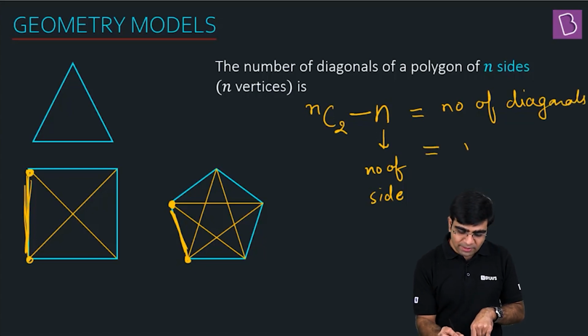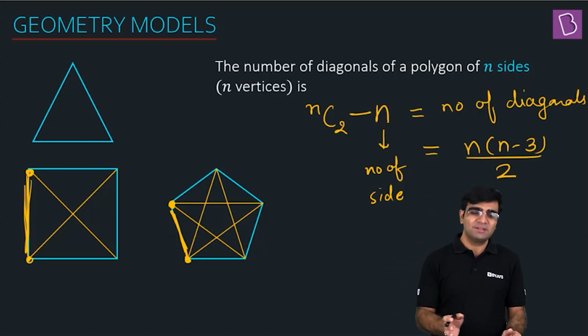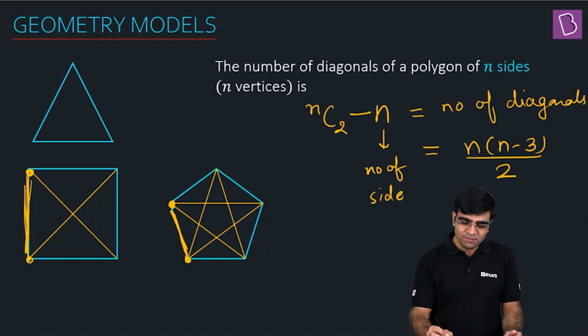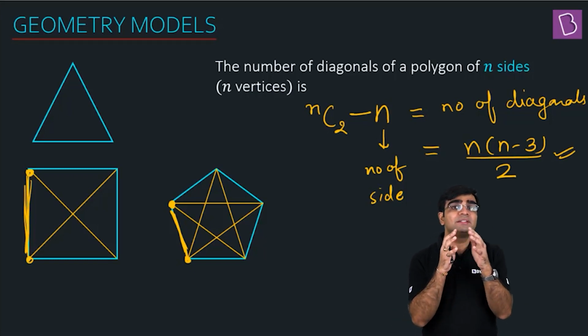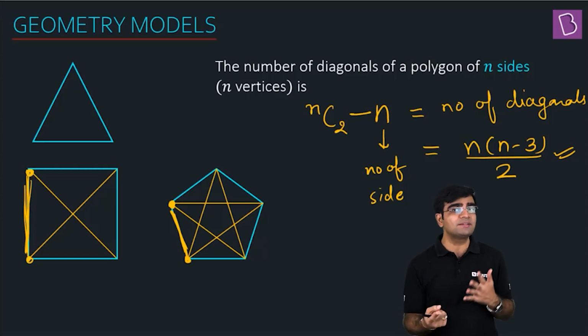Numerically, it turned out to be nothing but n into (n minus 3) by 2. Very simple calculation. You can do it any moment of time. Just figure it out. nC2 is n into (n minus 1) upon 2, minus n, will give you n into (n minus 3) by 2. So the total number of straight lines that can be formed with the help of the vertices of a polygon.